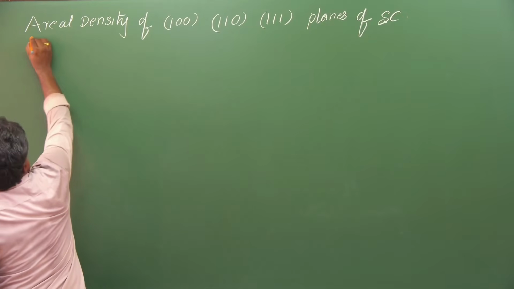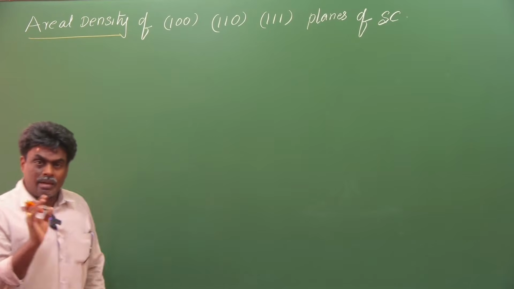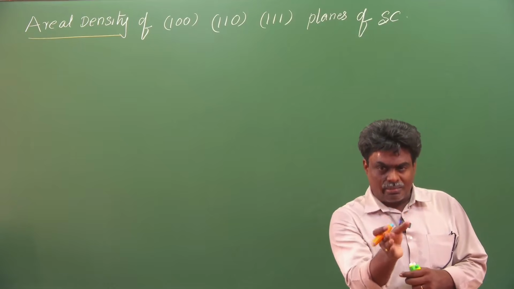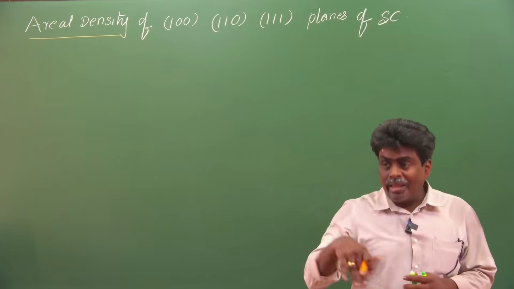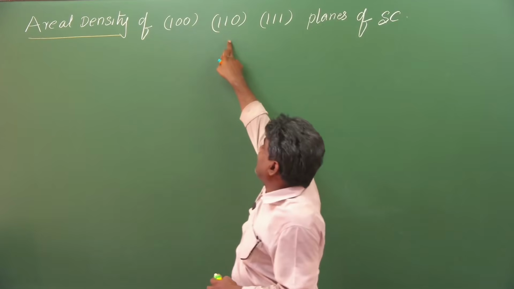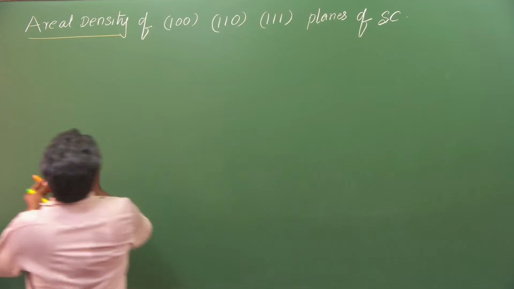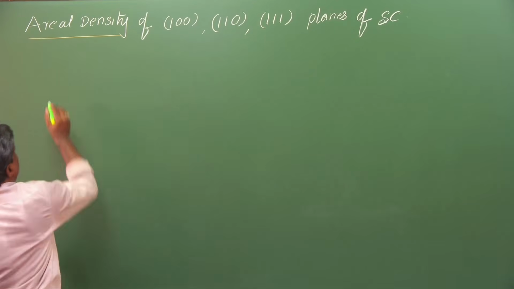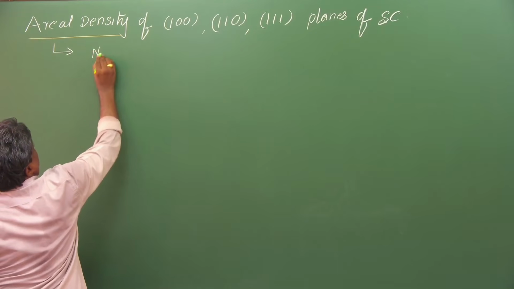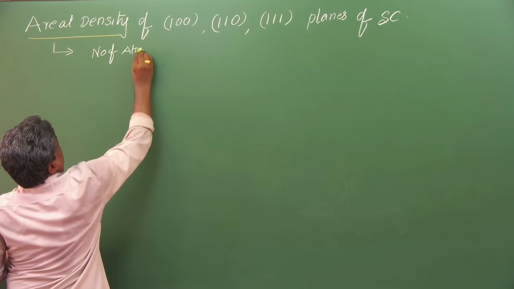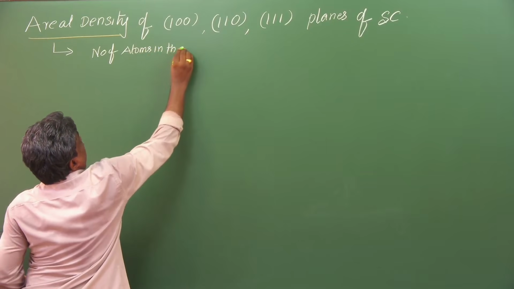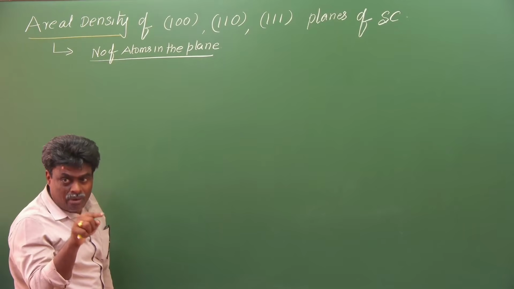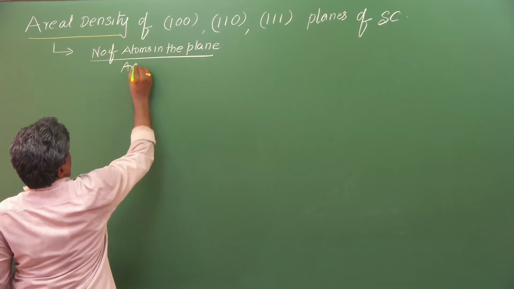So this is a very important question. Listen carefully. What is meant by areal density? The word indicates the number of atoms per area. Area of what? Area of the plane. So area of 100 plane or area of 110 or area of 111. Now first let me write, areal density is defined as the number of atoms in the plane, not in the lattice. The number of atoms, not in the unit cell, the number of atoms in the plane by area of the plane.